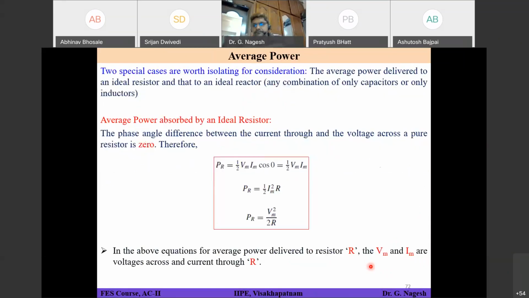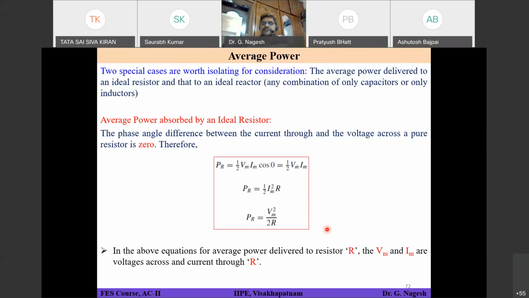So why is it half? You might have already studied the formula for power absorbed by the resistor. What have you studied? Can you say that? V I, sir. In terms of current, I square R. Okay, I square R is the formula you have studied, so that is correct. What does that I stand for in that?